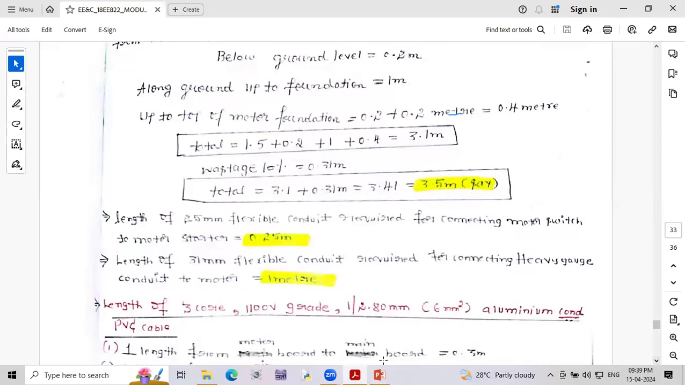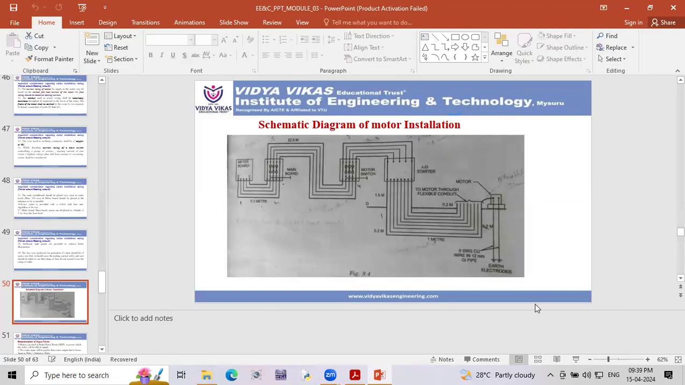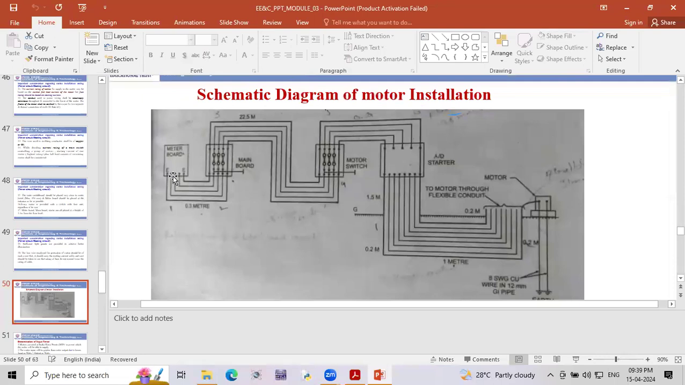Okay, this is how we need to calculate the length of the wire. With the help of this diagram only we can calculate. How to calculate, I am going to tell you one more time. All of you observe here, from here to here, meter board to main board 0.3 plus 22.5, plus from the starter to ground level 1.5, 0.5 plus 1 plus 0.2, here 0.2, total 3.1.